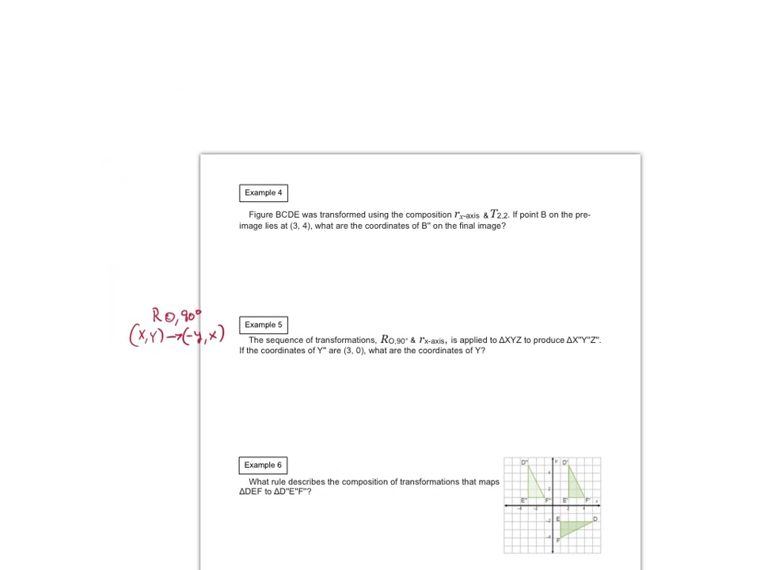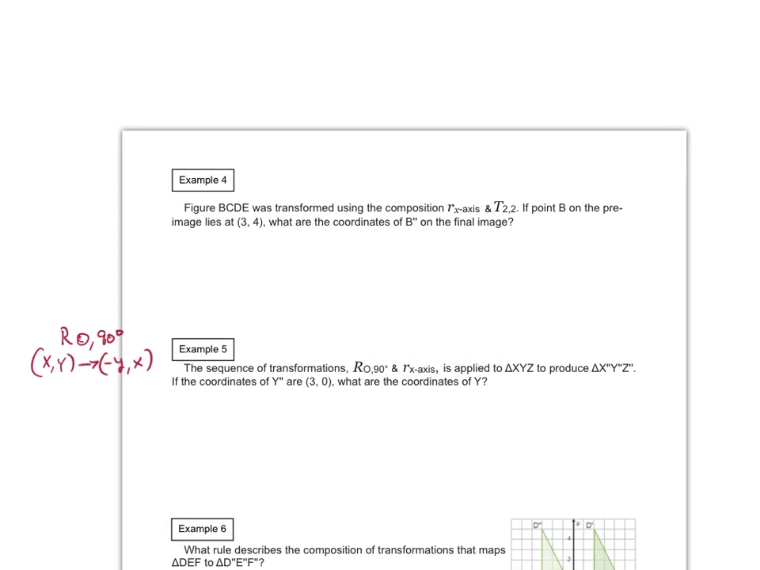All right, so here, looking at this figure, BCD, I don't know what the figure is other than it's a quadrilateral, was transformed using the composition. We went over the x-axis and then we translated 2, 2. This is basically saying a vector of 2, 2, or we would have said x plus 2, y plus 2 would have been the translation. If B on the pre-image lies at 3, 4, what are the coordinates of B double prime on the final image? So we start here at 3, 4.